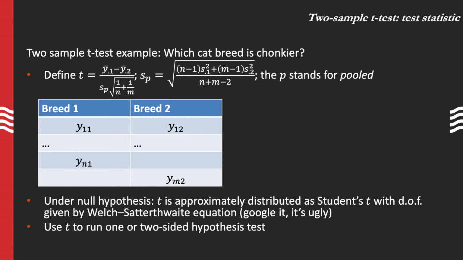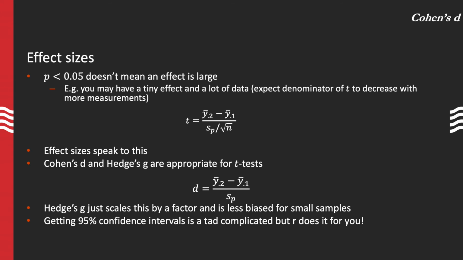Turns out, if you define t in this way, that under the null hypothesis, t is approximately distributed as student's t with degrees of freedom given by the so-called Welch-Satterthwaite, I don't actually know how to pronounce it. Google it. They have an equation. It's kind of ugly, but it gives you the degrees of freedom for a t distribution for which the t statistic you calculated is approximately distributed. You can then use that distribution to run a one- or two-sided hypothesis test, just in the way we've been talking about this entire time. So that actually does it, believe it or not, for t-test. That's really all there is to running a t-test.